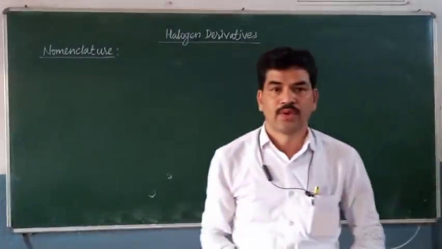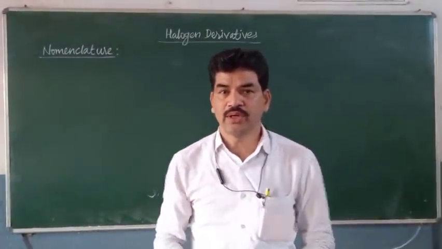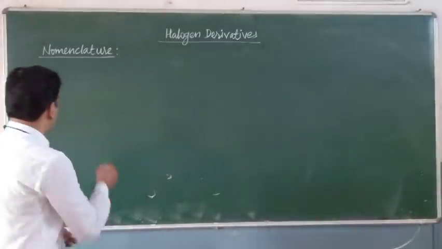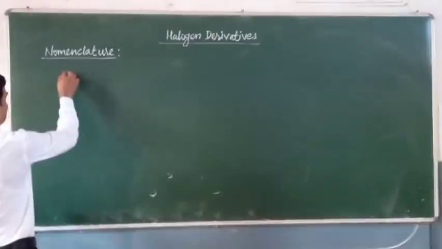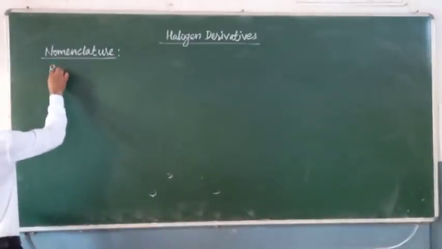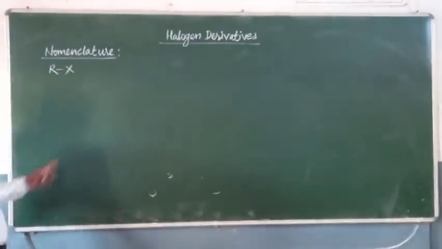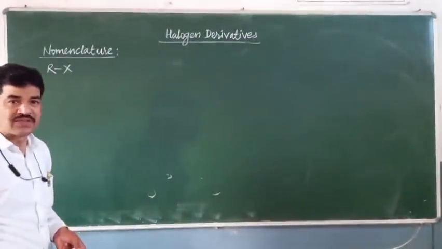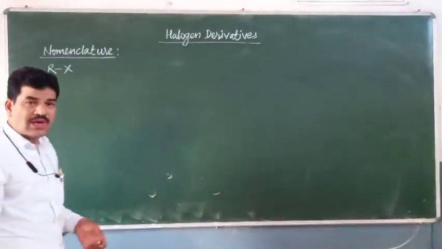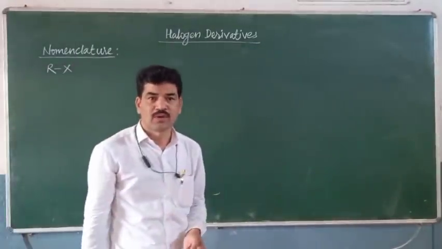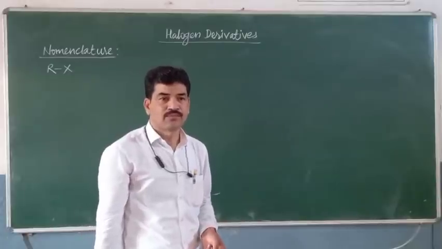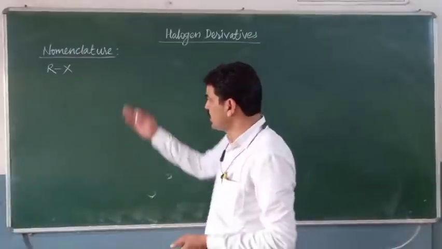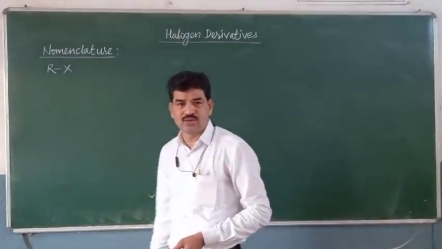Hello students, in halogen derivatives, today we are going to study the nomenclature. The halogen derivatives are represented by the general formula RX, where X is the halide and R is the hydrocarbon chain, the hydrocarbon part. Now the parent hydrocarbon of the halogen derivative may be aliphatic or aromatic. Further, it may be saturated or unsaturated.